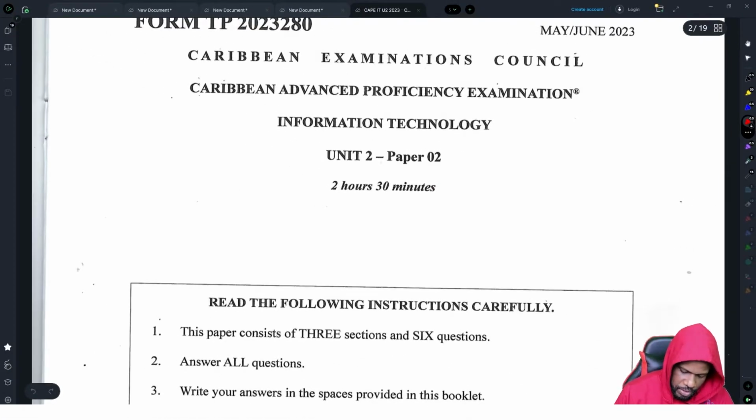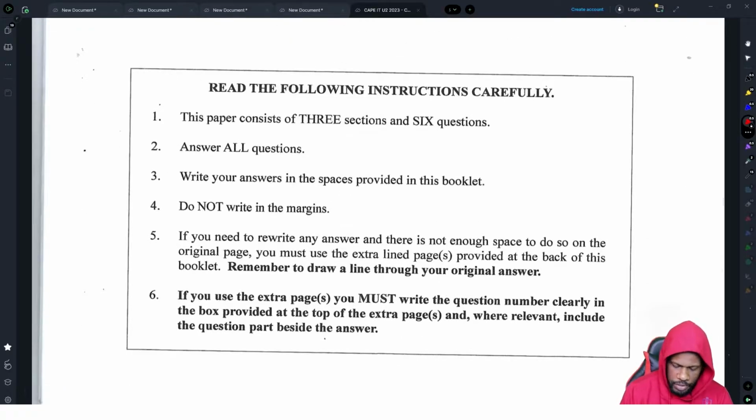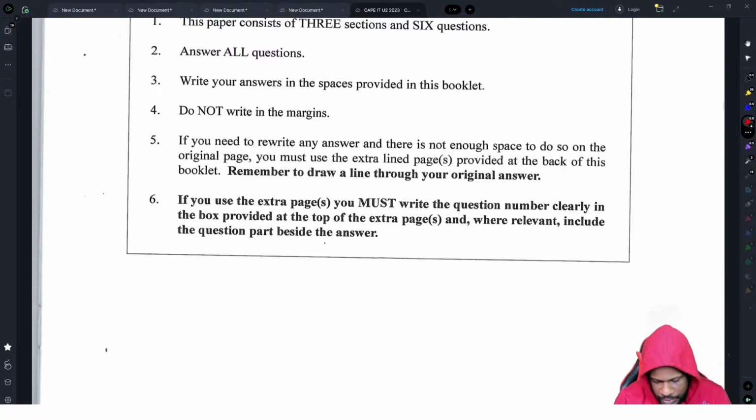IT Unit 2, Paper 2. Of course, I'm doing it blind, haven't seen it before. This is going to be my exact reaction as if I were doing the exam just like you. So if you all said it was cake, let's see how much cake it really was.